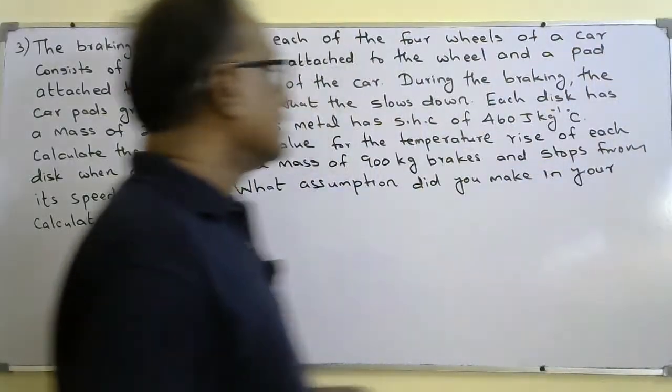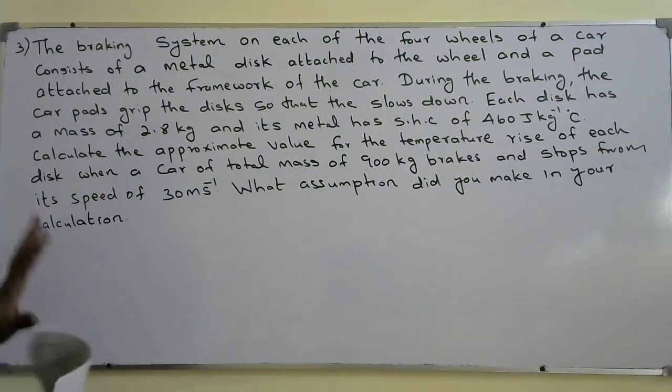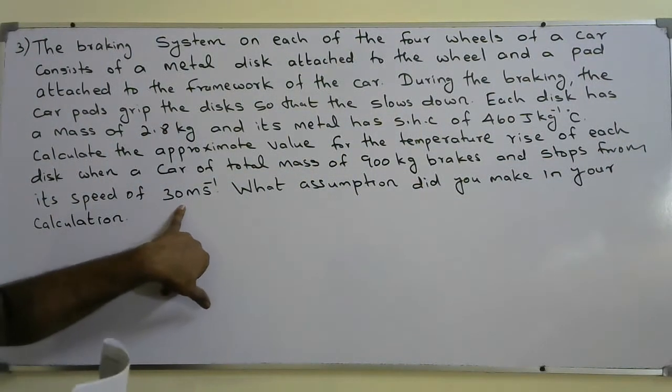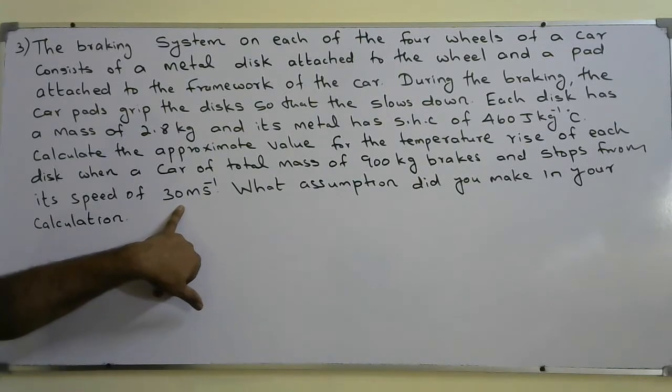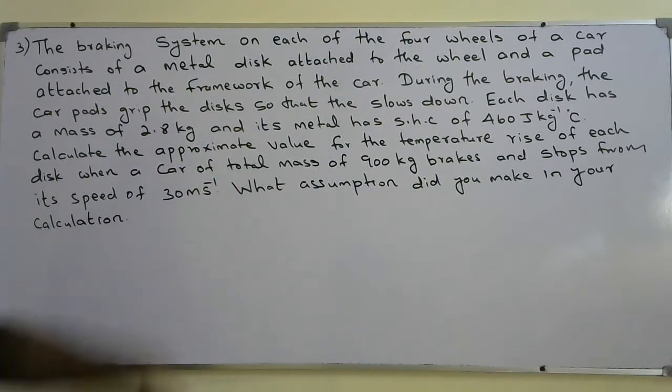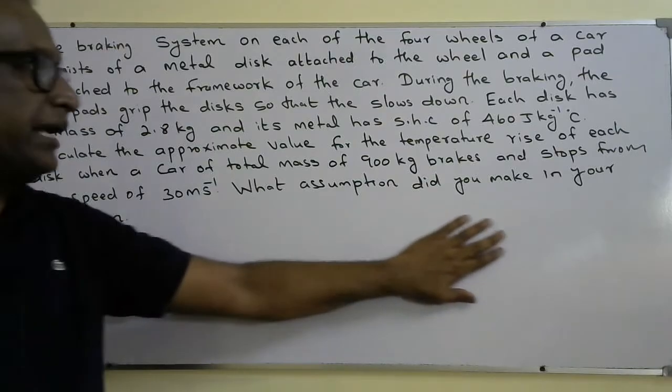The question is, when the car stops from an initial speed of 30 meters per second, what would be the increase in temperature of each disc? What assumption did you make in your calculation?